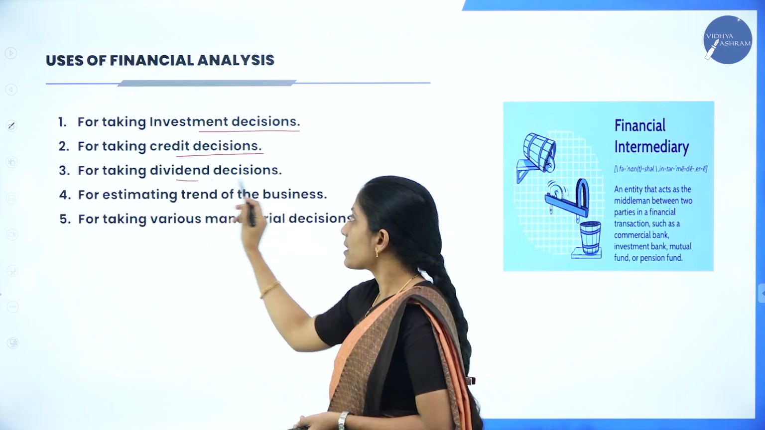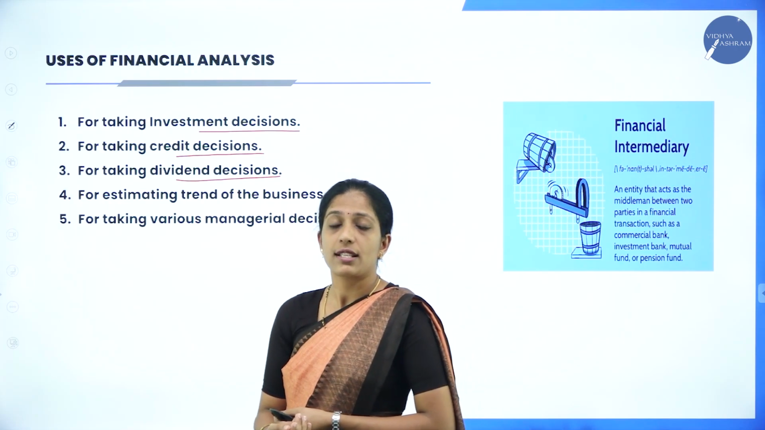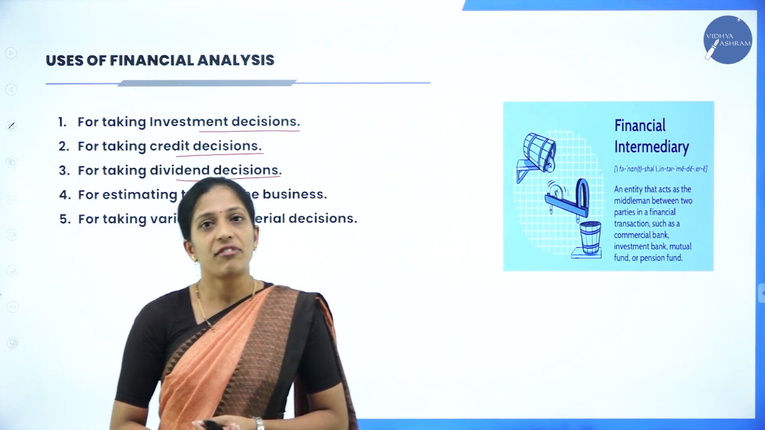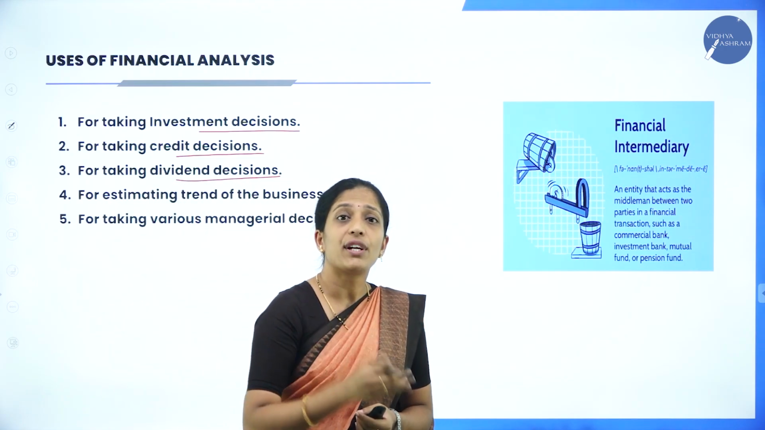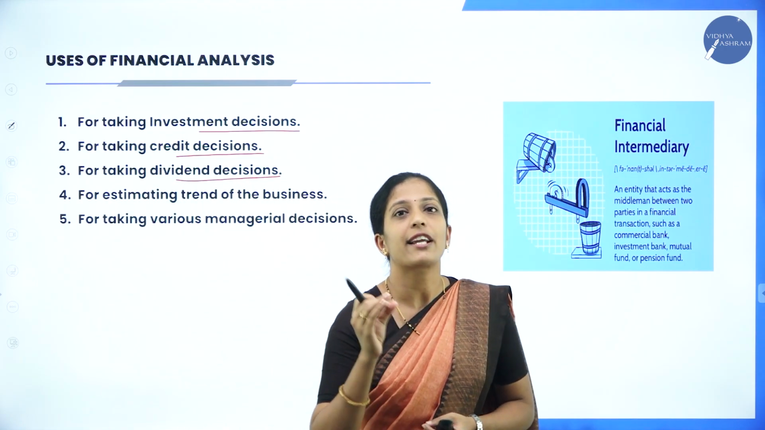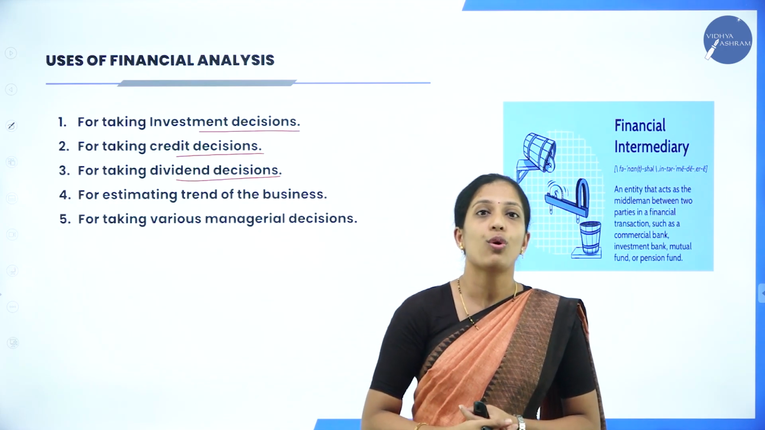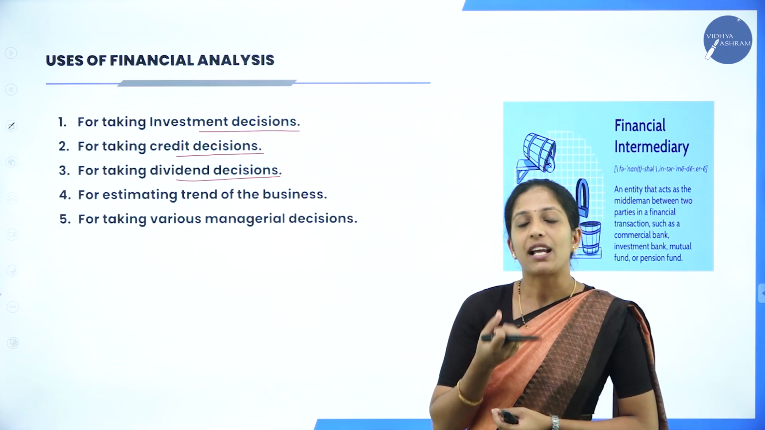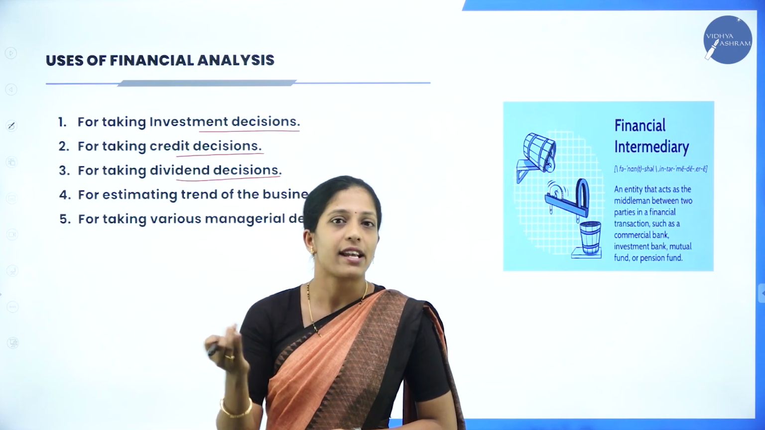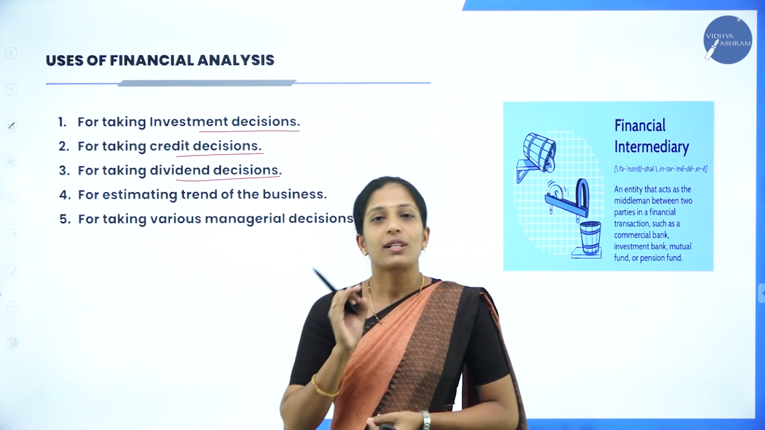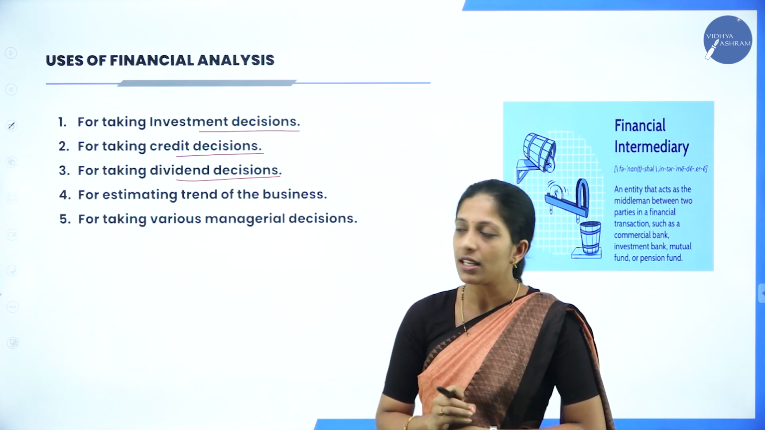For taking dividend decisions, of course, to declare the dividend. Suppose the organization is in huge profit, then the dividend declared will also be huge. Dividend is given to the shareholders. So what is the ratio of dividend to be distributed to the shareholders? Because they are the real owners of the business. If my organization is in a huge profit, then I can declare a high rate of dividend to the shareholders. So depending upon the condition of the organization, dividend decisions can be taken.